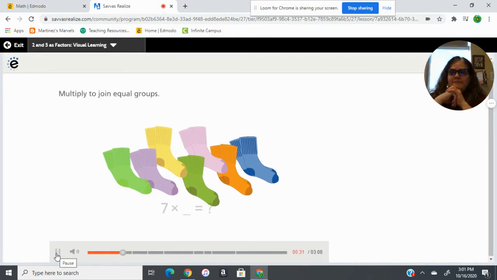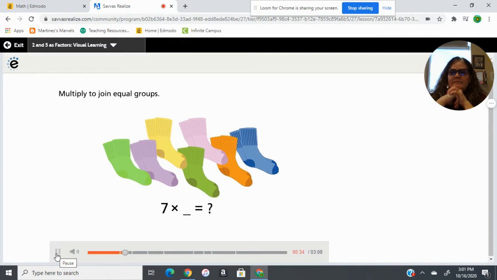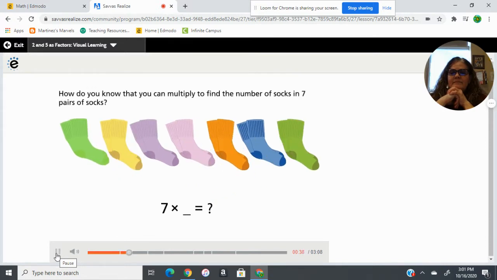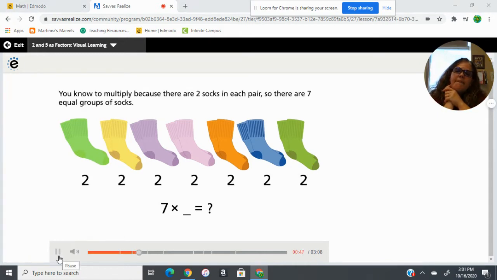Multiply to join equal groups. How do you know that you can multiply to find the number of socks in 7 pairs of socks? Okay, so think about that. How do you know you could multiply? Do they all have equal numbers in their pairs? Let's see what they say. You know to multiply because there are 2 socks in each pair. So there are 7 equal groups of socks.